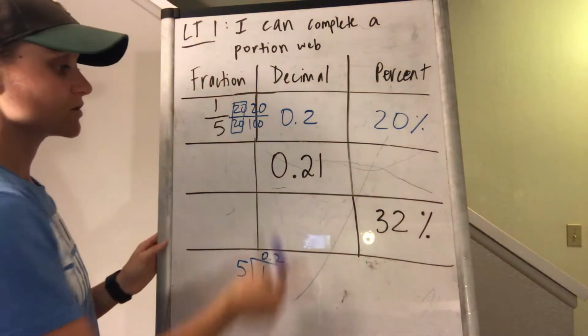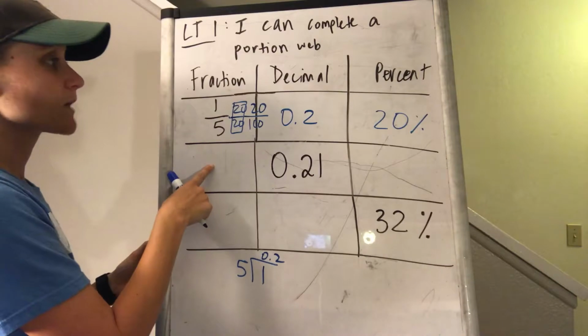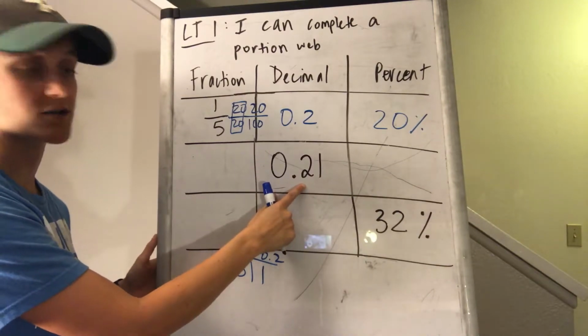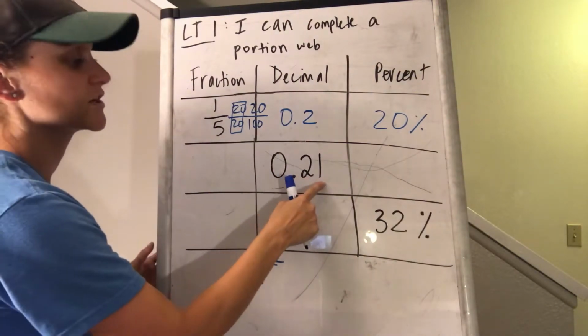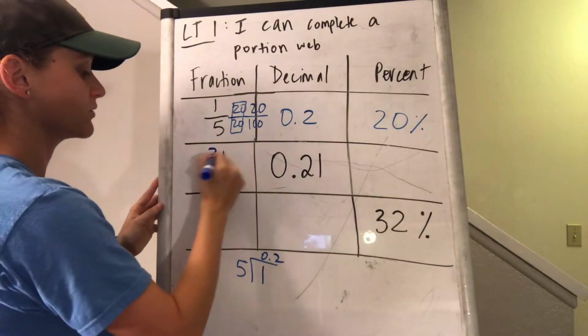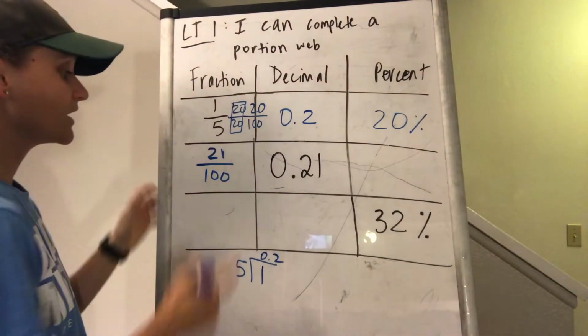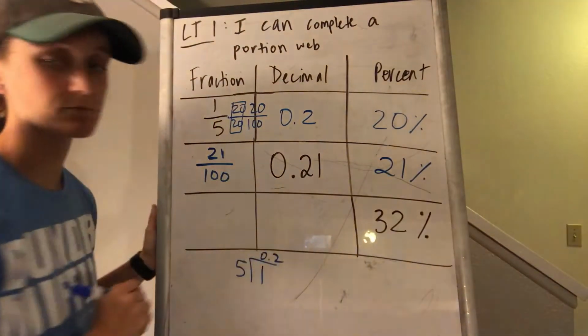Okay, so on this one, if I want to go from a decimal to a fraction, remember I just say this decimal out loud the correct way, and that'll tell me my fraction. So this is 21 hundredths, because remember it goes tenths, hundredths, so that means it's going to be 21 over 100. And then same idea as up here, if I have 21 out of 100, that's going to be 21%.